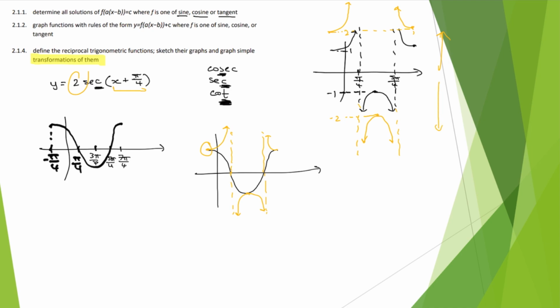Okay? So the first thing that we do, anything within the brackets, we apply to the corresponding basic function. And then the 2 is essentially what we apply to the reciprocal function.